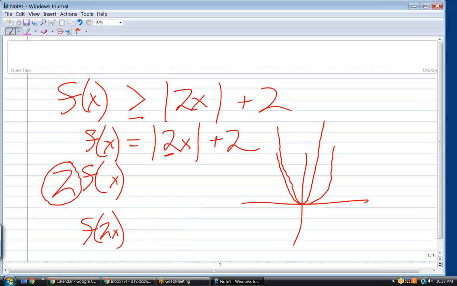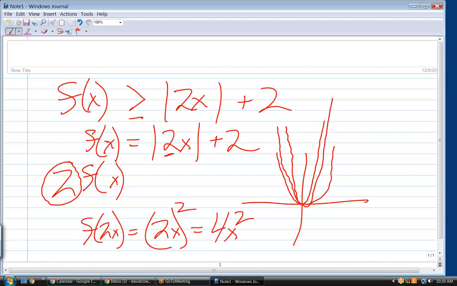That is quantity 2x squared, which is now 4x squared. So a horizontal compression by a factor of this. So the result is, when you horizontally compress something, it's the same as a vertical stretch. Not the same magnitude, but the same adjustment. In other words, you make that parabola skinnier.